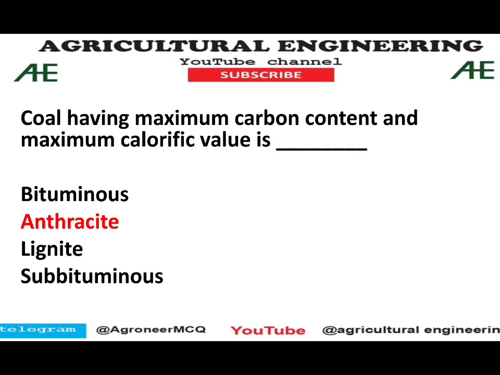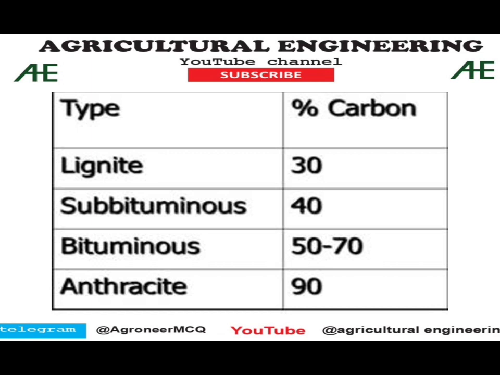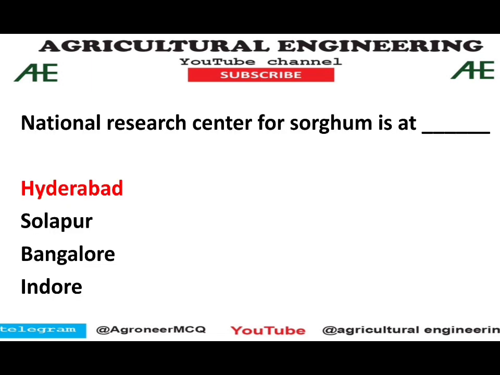The coal having maximum carbon content and maximum calorific value is anthracite. Anthracite coal has maximum carbon content. So we see the type of coal and the percentage of carbon present in it. Lignite coal has 30% carbon, subbituminous coal has 40% carbon, bituminous coal has 50 to 70% carbon, and anthracite coal has 90% carbon. The National Research Center for Sorghum is at Hyderabad.